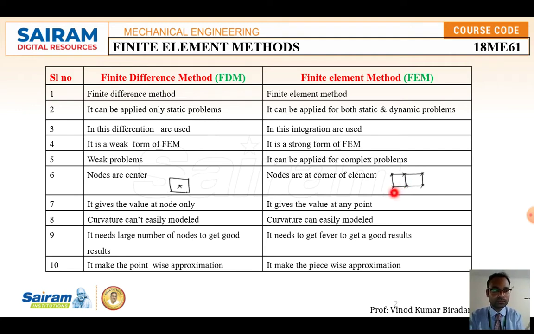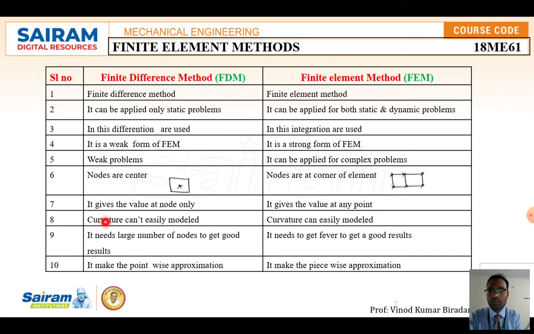Coming to the seventh one, FDM gives the value at the node only. Look at this problem: you are going to get the node at the center only, so we get the solution at the node only. But FEM gives the value at any point. At each point we can identify the stress and strain, because the nodes are present at each corner.